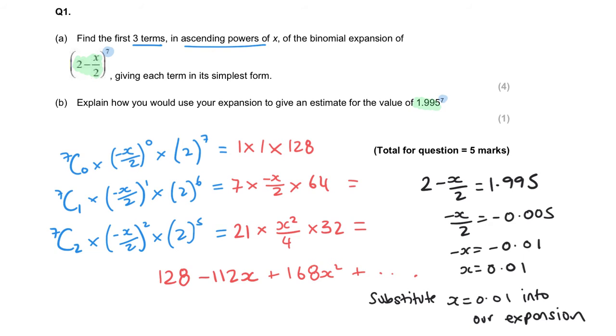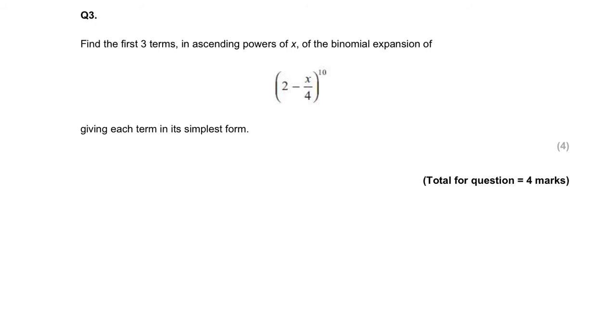Just realised I made a mistake. 7 times 64 divided by 2 is 224. So this is minus 224x. Okay, perfect.